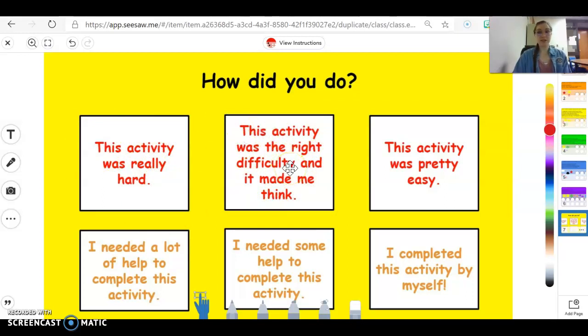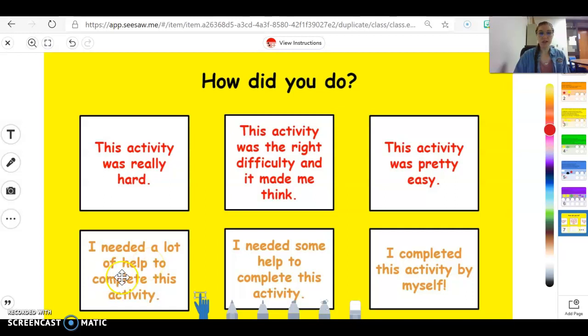Now, the right difficulty means it's difficult and it made you think, but you didn't feel like it was just so hard. So really hard is like too hard, but remember, I do want to send you activities that are difficult and making you think. So this is about where we want it to be. But if you were able to complete all of these slides no problem, then you would put that the activity was pretty easy.